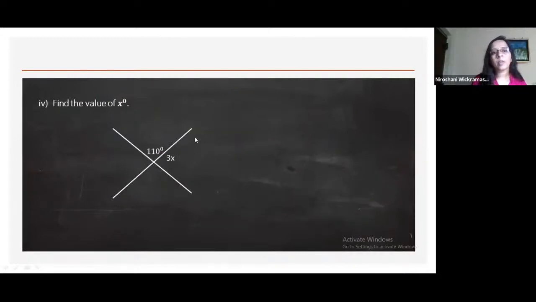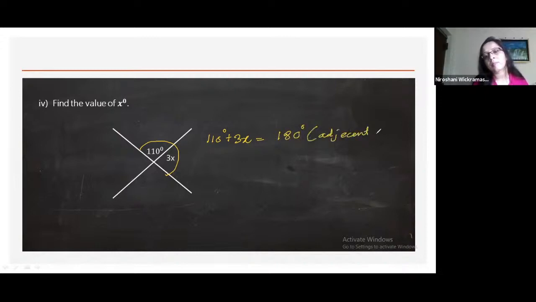Find the value of x. What can you say about them? They are supplementary angles. This means angles on a straight line add up to 180. 110 plus 3x equals 180. Sorry, supplementary adjacent. So we can write here supplementary angles.